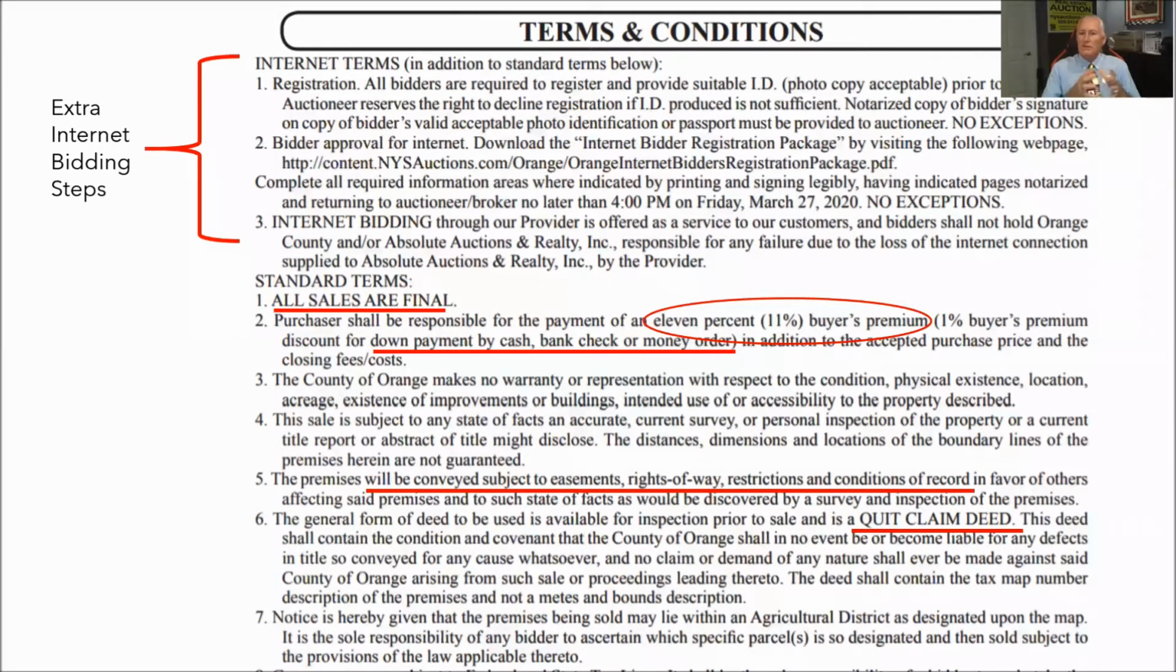And number two, there is a buyer paid commission. We call that the buyer's premium. In this auction, we've indicated it's an 11% buyer's premium, and that's based on your bid amount. We do offer a 1% buyer premium discount for those of you who are going to use cash as a down payment or an official bank or teller check. And money orders also work. Postal money order, Amex money order, they work. But what we're seeing is people using an official bank or teller or cashier check. Now that's an official document that comes from the bank, from their account.